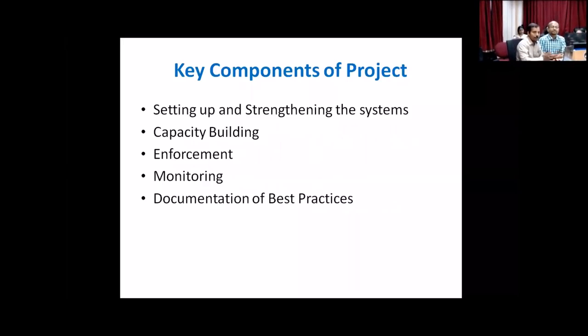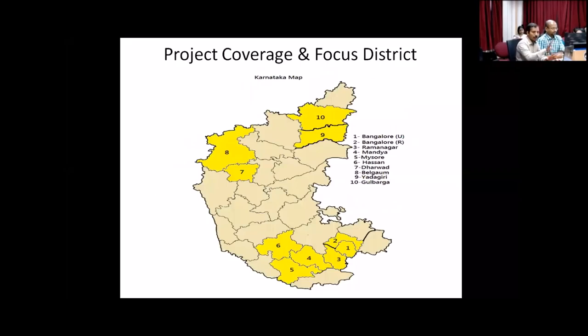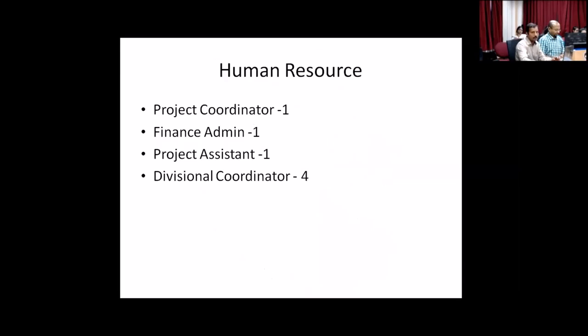The key components of this project are setting up and strengthening the systems, capacity building, enforcement, monitoring, and documentation of best practices. In Karnataka, we are working in all the 30 districts, and I have marked some of the districts in yellow color, that is 10 focus districts: Bangalore Urban, Bangalore Rural, Ramanagara, Mandya, Mysore, Hassan, Dharwad, Belgaum, Yadgir, and Gulbarga. We are giving focused activities to these 10 districts.